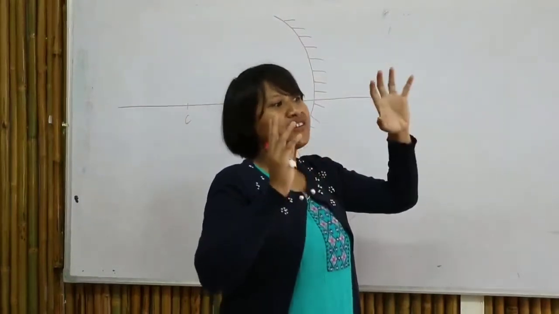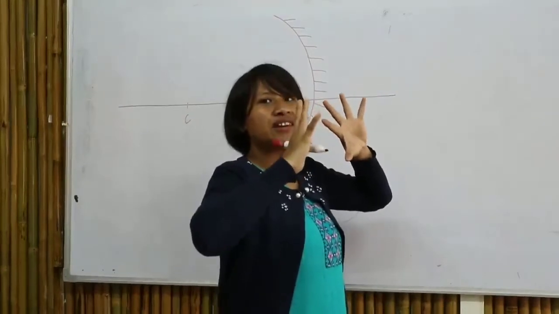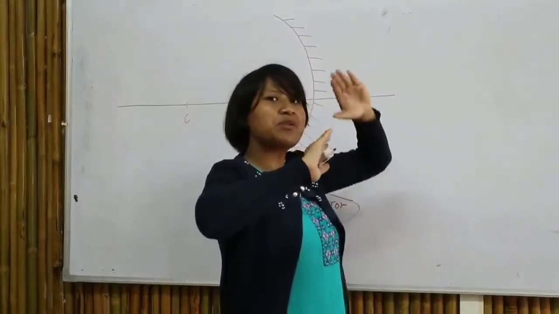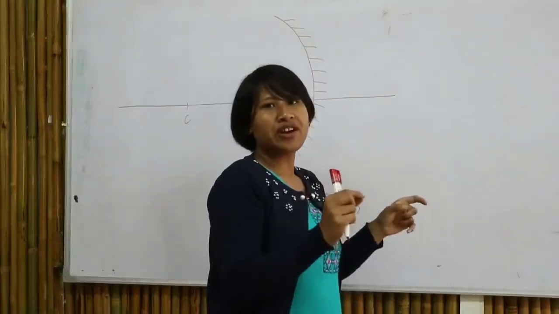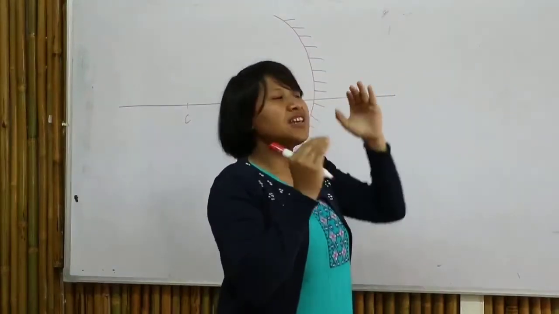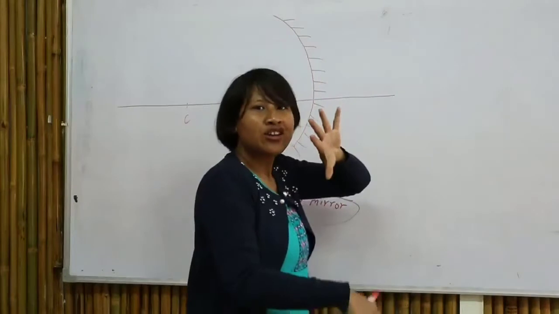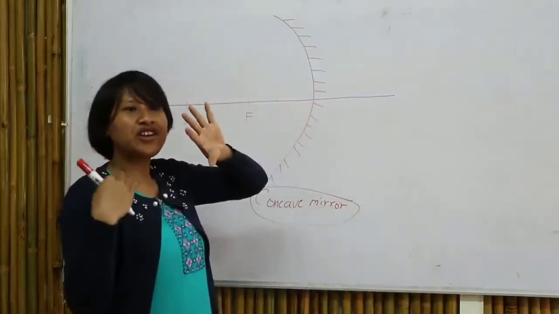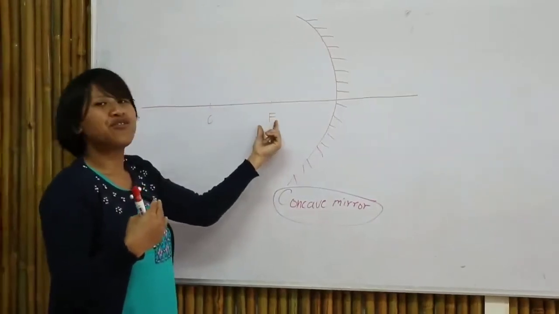Now you see that when you are near the mirror, the size of the image will be quite big, and it will be erect, just like when you look at the plane mirror in your home. You will see an erect image, but quite big. Then you move backward, and you will reach the focus.